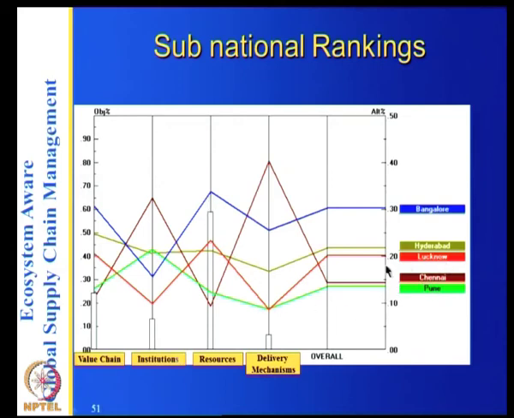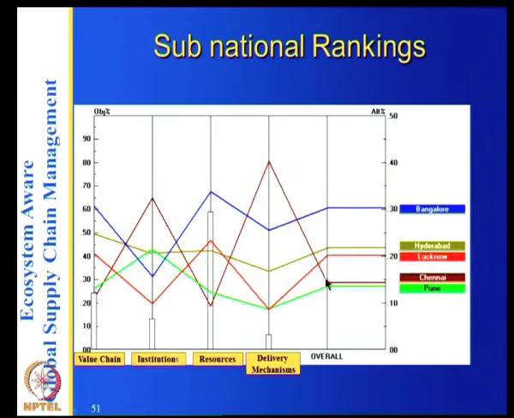And also Lucknow. Lucknow has a biotech R&D lab. The others suffer because of the lack of that. And also, if you look at Lucknow in terms of delivery services, it suffers because of the lack of international airport facilities. So you have these subnational rankings and so on, and you get this.